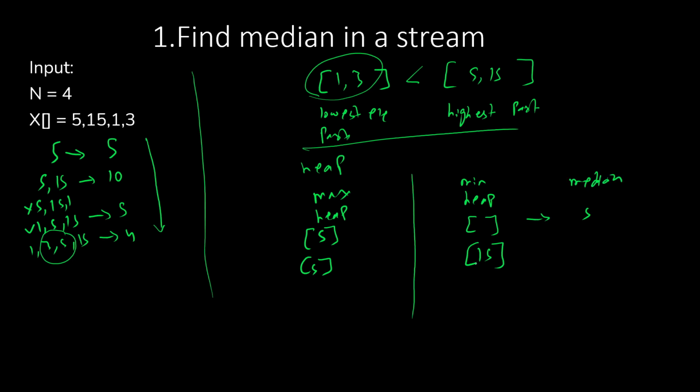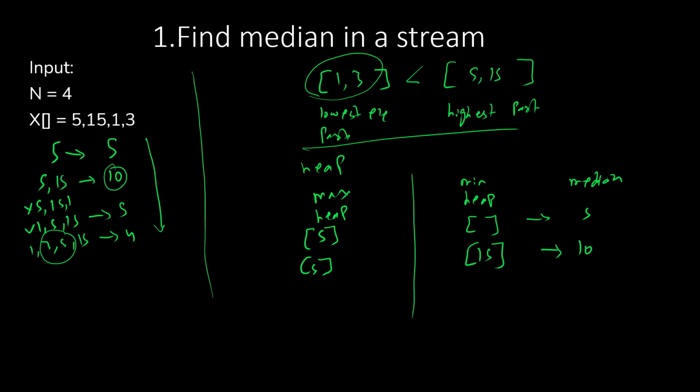Now after entering 15, both elements are equal. So whenever equal, what I have told, we will take the middlemost elements' average. So 5 and 15 are only there. The average of 5 and 15 is 20 by 2, which will be 10. 10 has come and is discussed on the left side. 10 and 10 is equal.